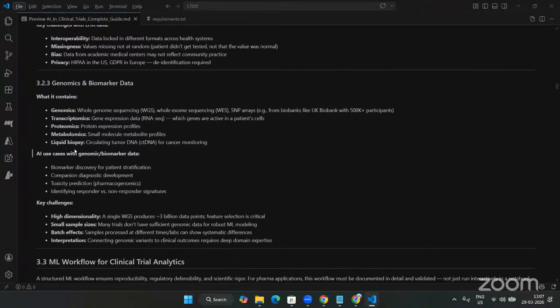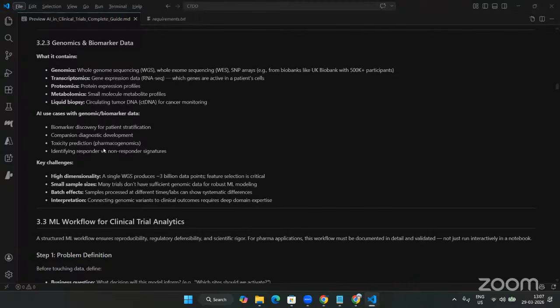Liquid biopsy: circulating tumor DNA, ctDNA, for cancer monitoring. The AI use cases with genomic biomarker data are biomarker discovery for patient stratification, companion diagnostic development, toxicity prediction, pharmacogenomics, identifying responder versus non-responder signatures.